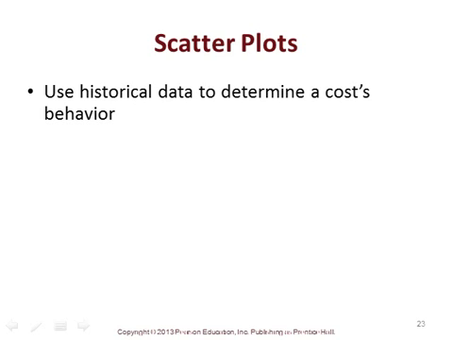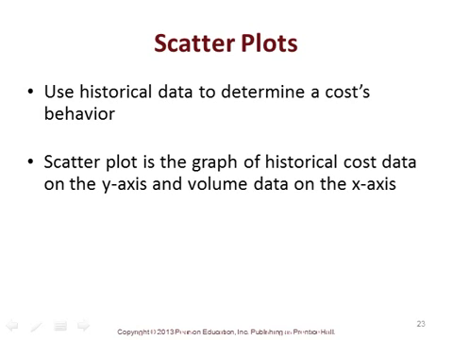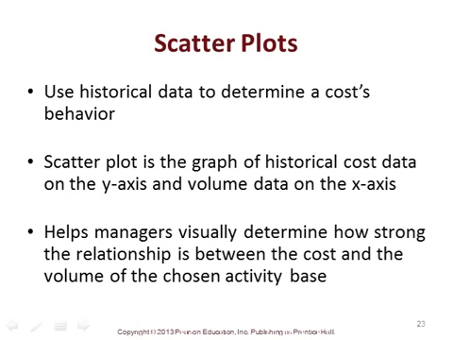With scatter plots, we're using historical data to determine a cost behavior. So we're plotting on a graph the relationship between a particular cost and a particular volume or unit of activity. So the scatter plot is the graph of historical cost data on the y-axis and volume on the x-axis, and we've seen those earlier in the presentation. And so again, it helps managers visually determine how strong the relationship is between the cost and the volume of the chosen activity base. So let's look at an example of a scatter plot.